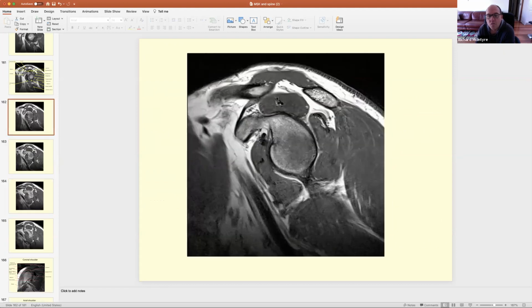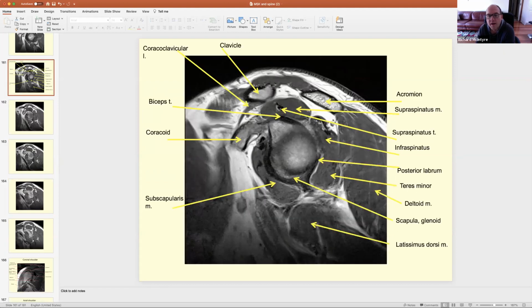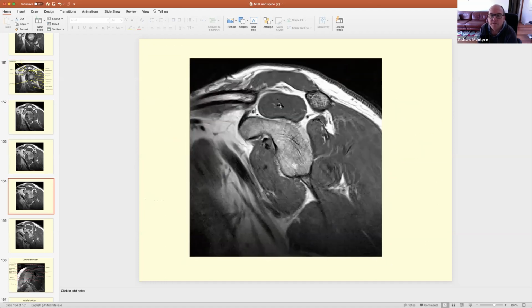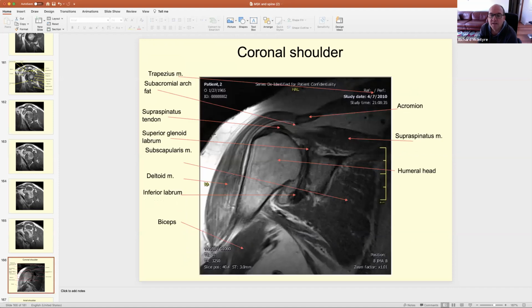We do use all three planes in the shoulder, but certainly when you're learning these structures, make sure you use all these three planes to identify these structures in the different planes. Okay, and I would learn the structures individually so you can see what they look like on the three different planes. And then you get a better idea of exactly where they are in the shoulder.